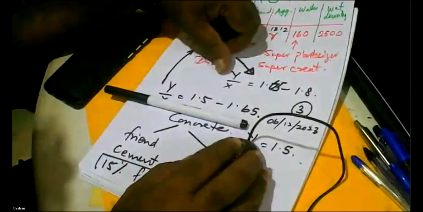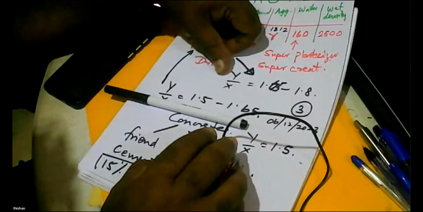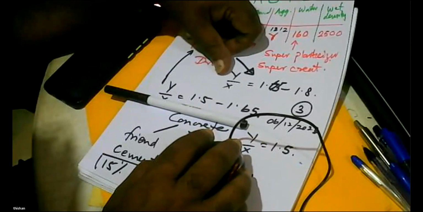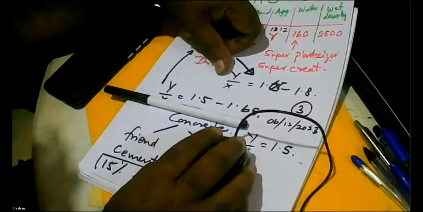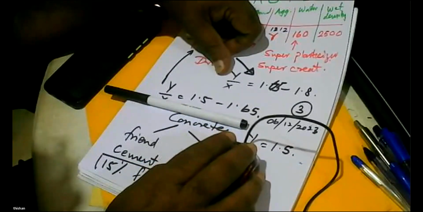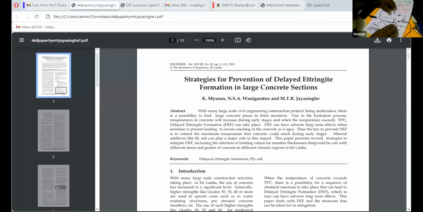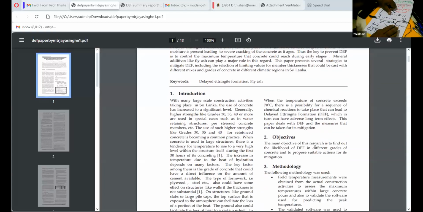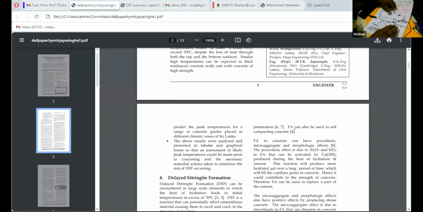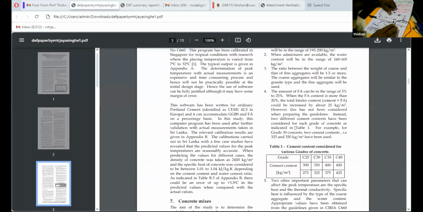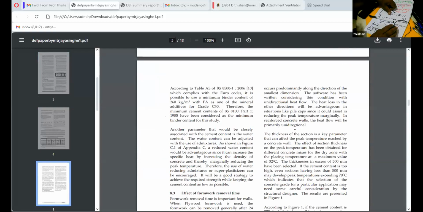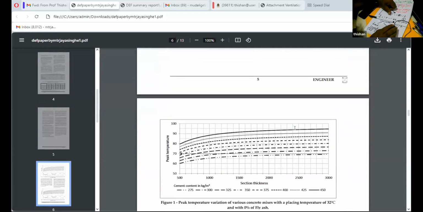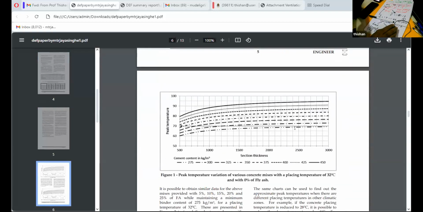Okay, now I'm going to share the screen. The reason is that when you look at it, you can see. So this is the paper on DEF. Now you are familiar with this paper, and in this paper, I have shown you one very important chart, and that is this chart. How the peak temperature varies.